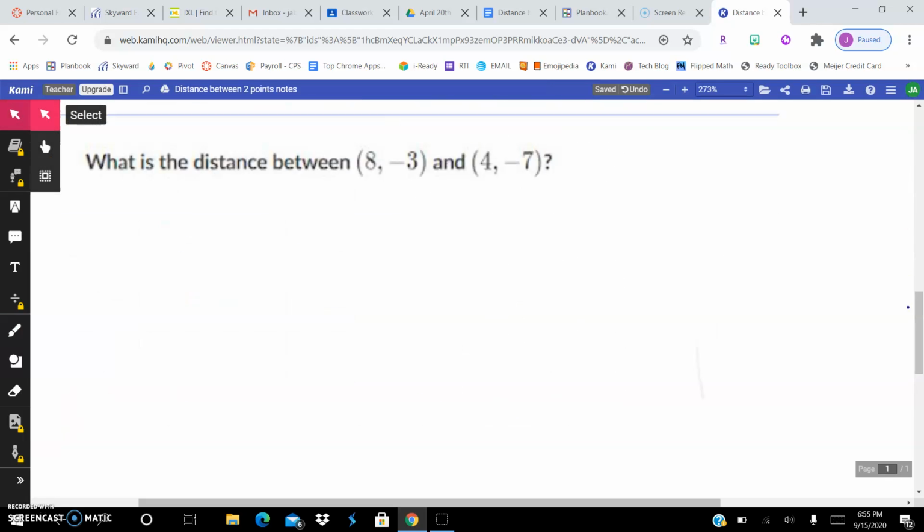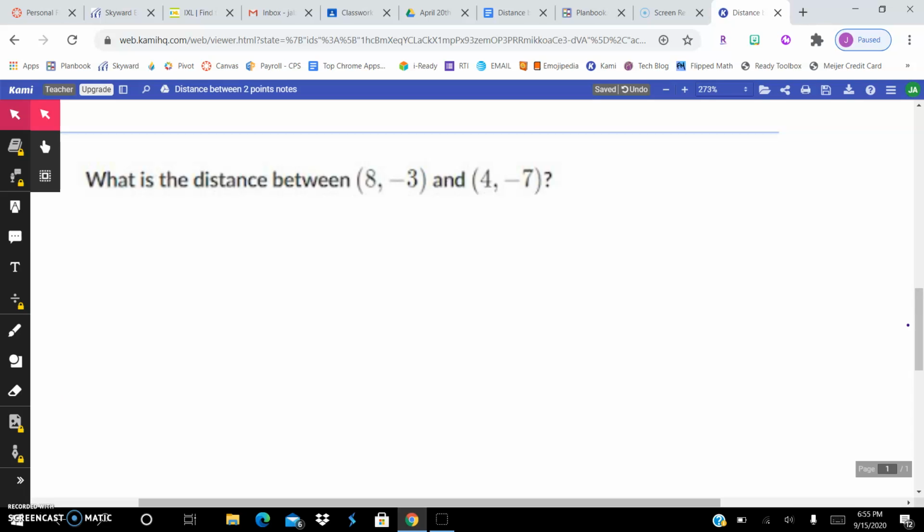Now, one other option that you could see is they're going to ask you what's the distance between 2 points, and there's not going to be a picture. So you can do one of two things. You can draw your own picture and do the exact same thing that we just did above, or we can use what's called the distance formula.